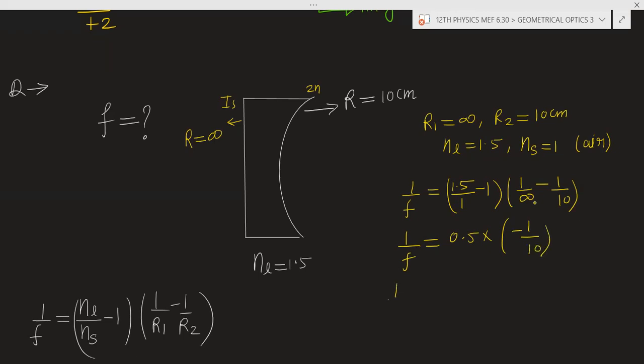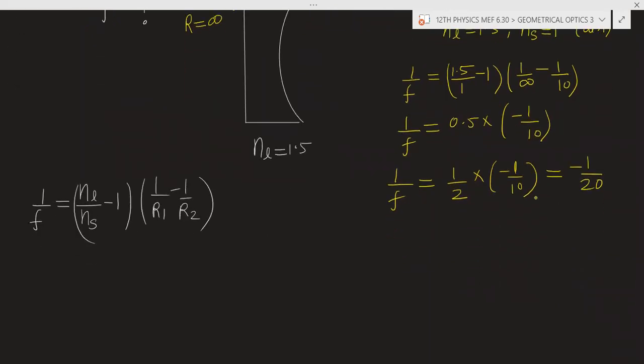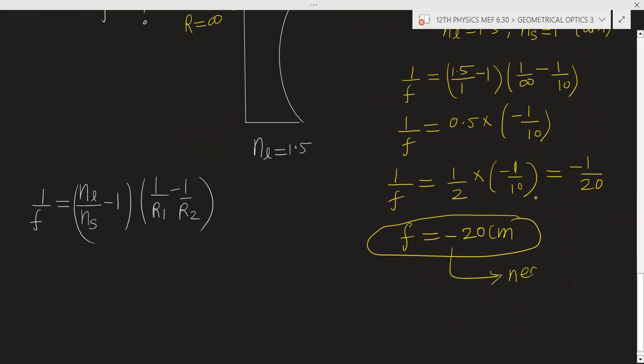So it will become 1 by f. 0.5 can be written as 1 by 2 and it will be minus 1 by 10, and when you multiply this you will get 1 upon minus 20. So the focal length of this lens becomes minus 20 centimeter. Now the focal length is coming out negative.